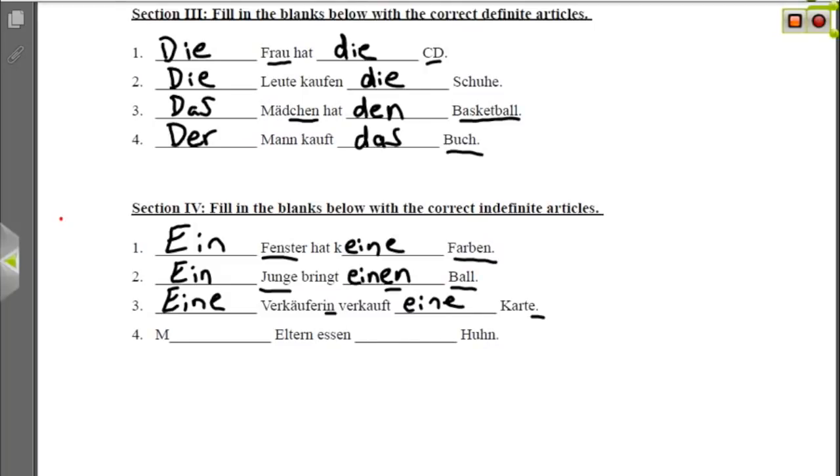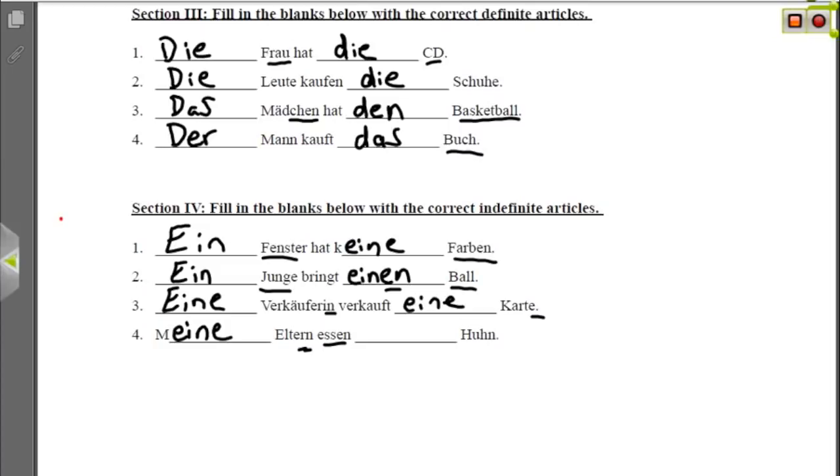Something Eltern essen something Huhn. My parents are eating a chicken. Or the other way around in some kind of a weird alternate universe, but here it says essen. Essen is conjugated to be plural, and therefore we have here Eltern as our subject. Eltern, being plural, has to be meine, my. This is a possessive, but it takes the same endings as the other indefinite articles. Meine Eltern essen. Essen is to eat.